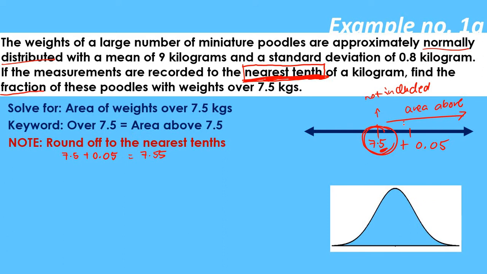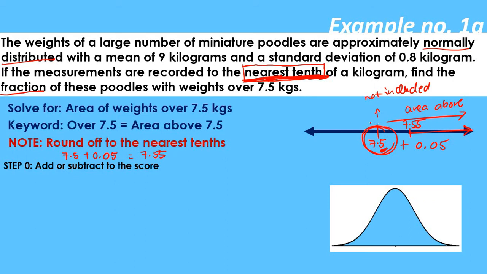Because if we consider 7.55, that will be to the right of 7.5. Hence, if we consider this area or probability, 7.5 will not be included. And that's what we want because we are pertaining to areas over 7.5 or values rather greater than 7.5. We need to identify if we are going to add or subtract the score.